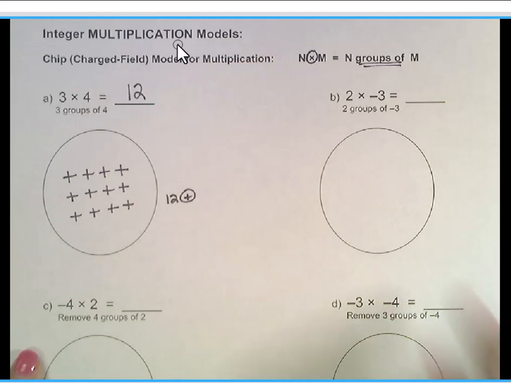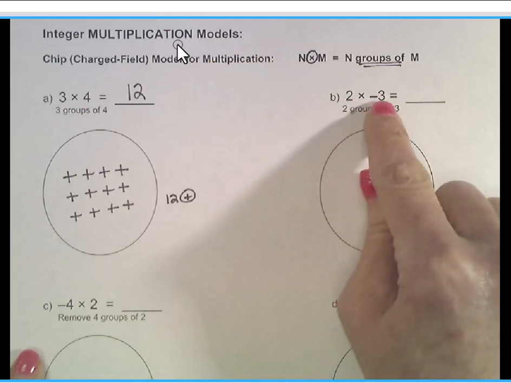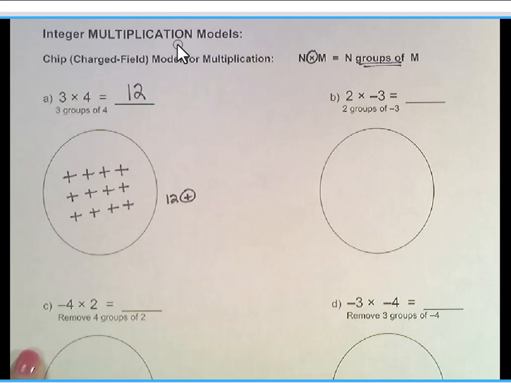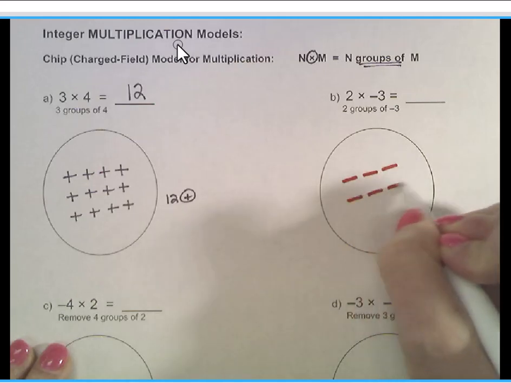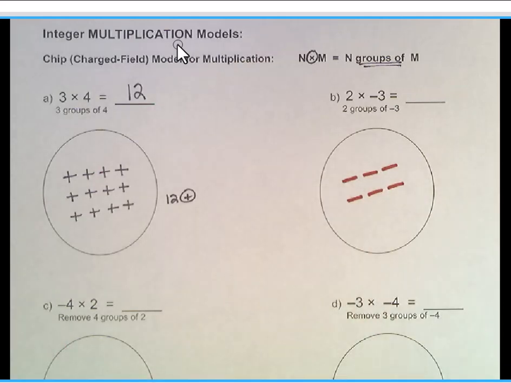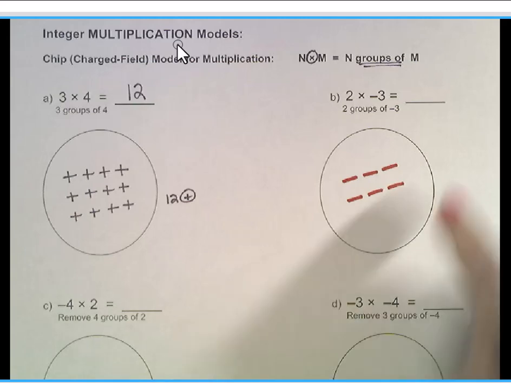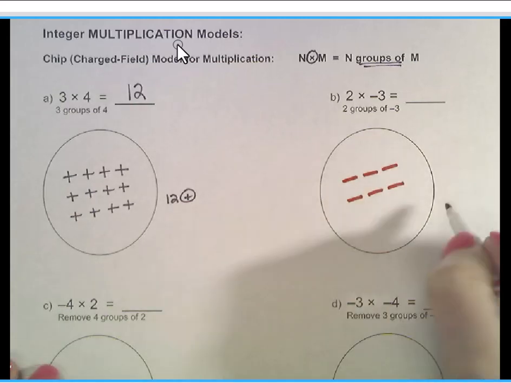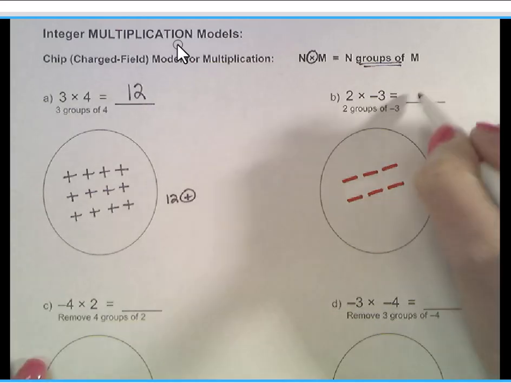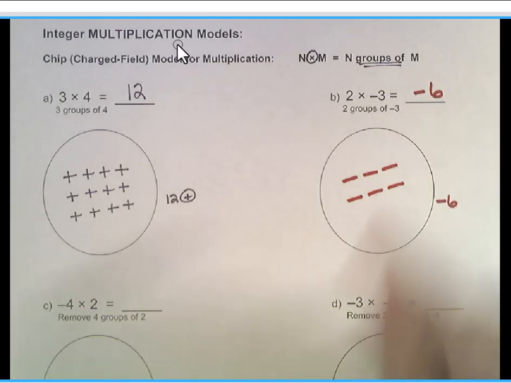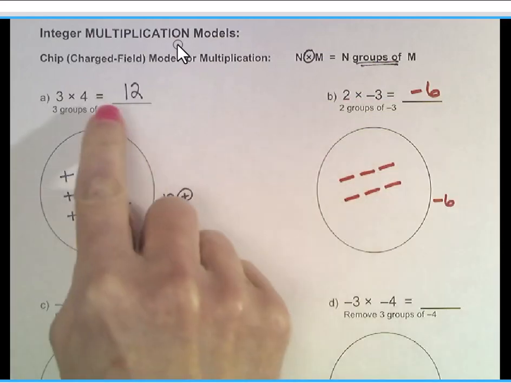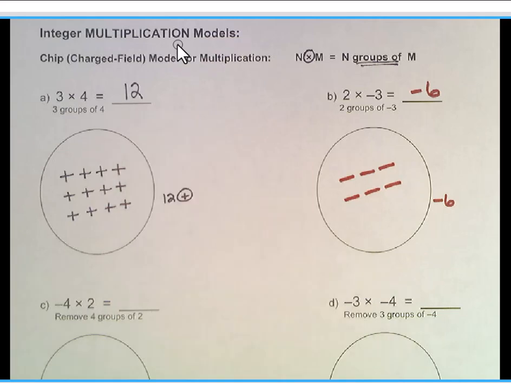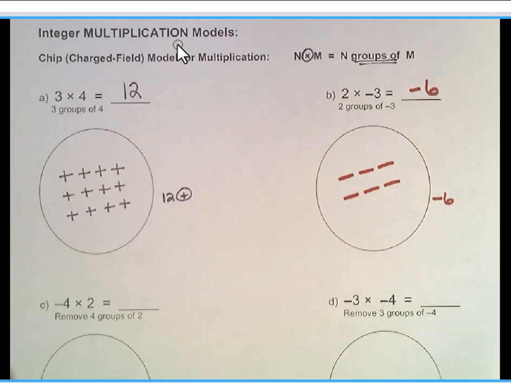The next one would be 2 groups of negative 3. So I have to draw 2 groups of negative 3. So there's one group. There's the other group. I did 2 groups of negative 3. And if you look here, what do we have? In total, we have negative 6. So you can see there, when you multiply a positive times a negative, you get a negative. Over here, we had a positive times a positive, and it was positive. So again, it's helping you see the sign.